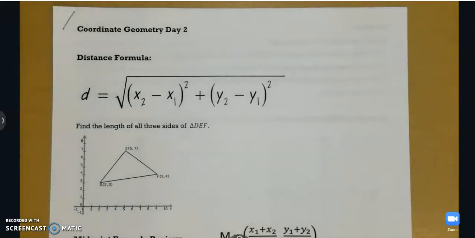So the first thing we're going to do is introduce new formulas, and these formulas are very straightforward. We're just plugging in values, and on the test they will be provided. You just need to know how to use them.